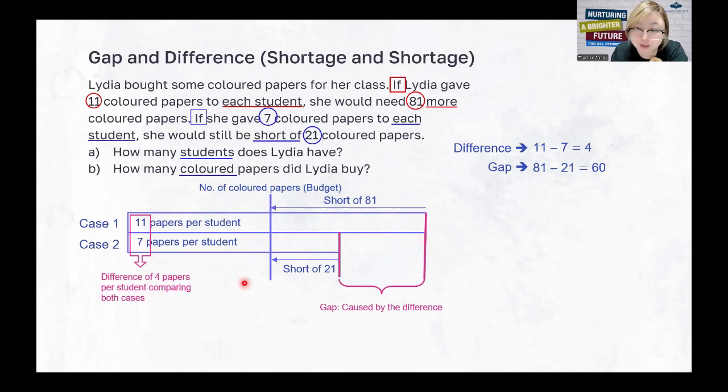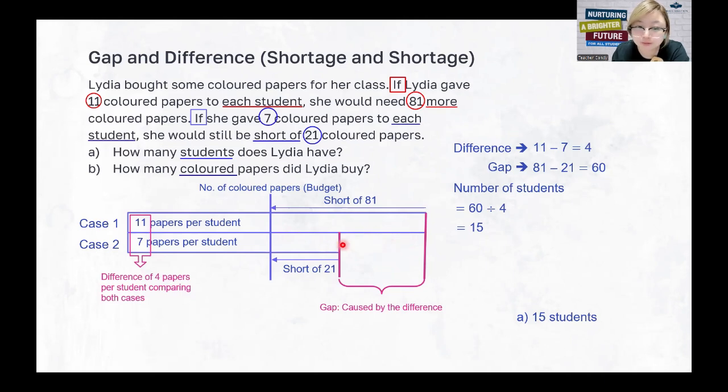It also helps us to find the number of students. How many students with the difference of 4 cause the gap of 60? Number of students, I can find by taking the gap 60 divided by 4. So how many students? That will be 15 students. Yeah, 60 divided by 4 is 15. So question A's answer is 15 students.